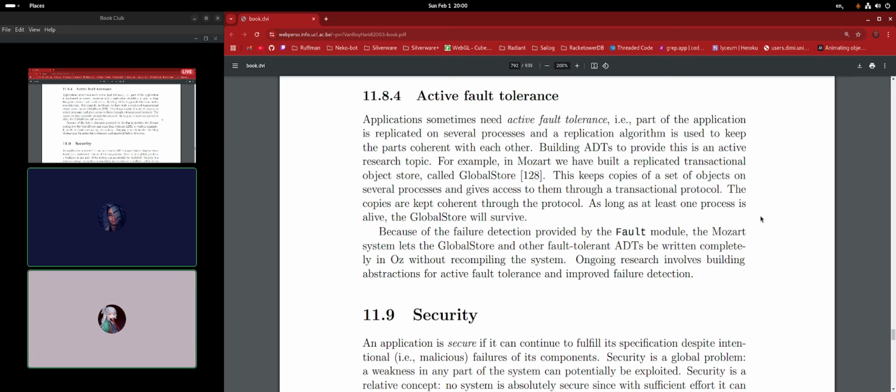Because of the failure detection provided by the fault module, the Mozart system lets the global store and other fault-tolerant entities be written completely in Oz without recompiling the system. Ongoing research, blah, blah, blah. So this is essentially a caching system. So you can be fault tolerant if processes die. But it sounds expensive. I mean, if you assume that each process has a full replica, that is expensive, yeah.